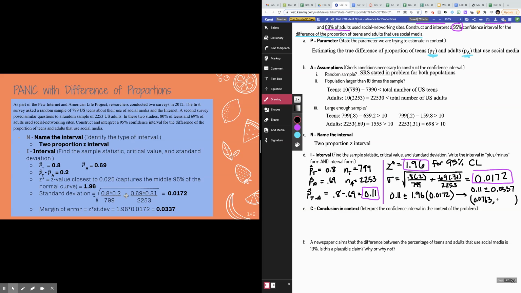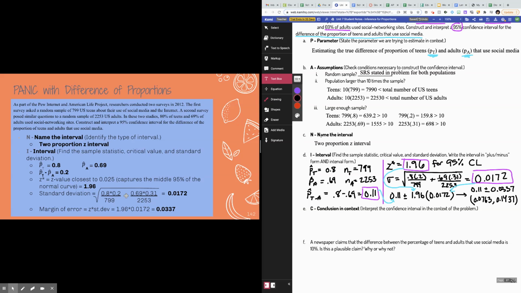Okay, and then my upper bound is 0.1437. Okay, so you can kind of see where these three little things that I have boxed end up. Right, the 0.11 ends up here, the 1.96 ends up here, and then my standard deviation ends up here. Okay, and these are my two forms over here.